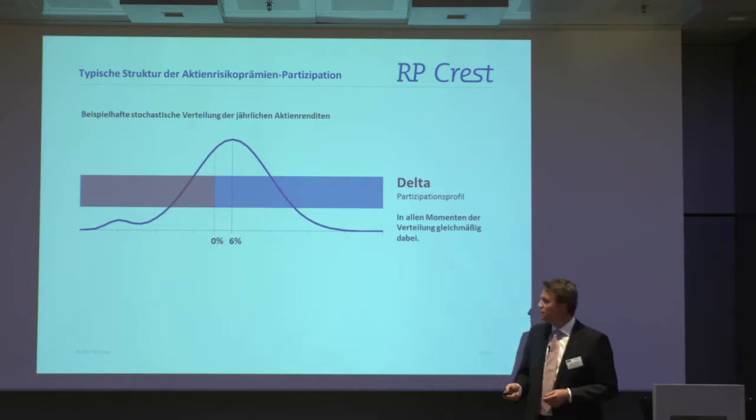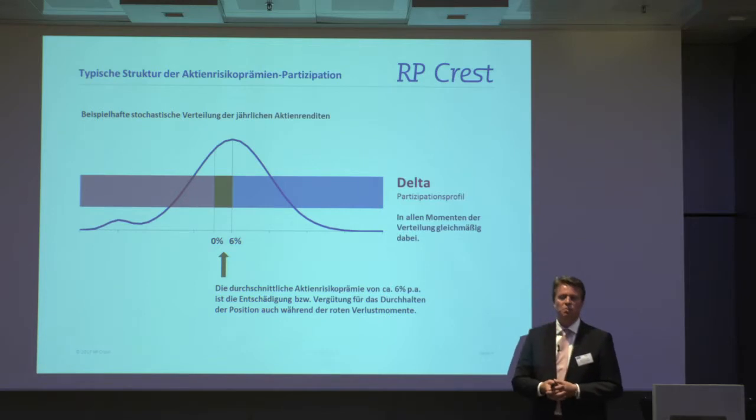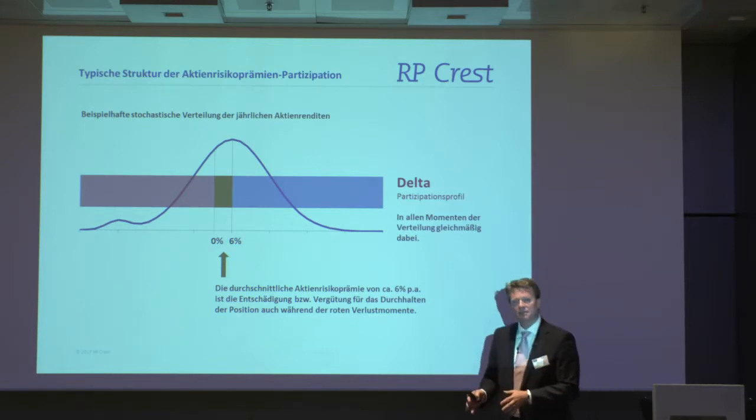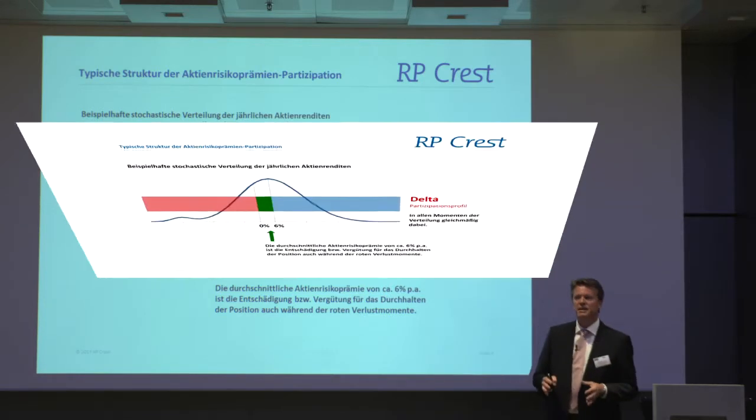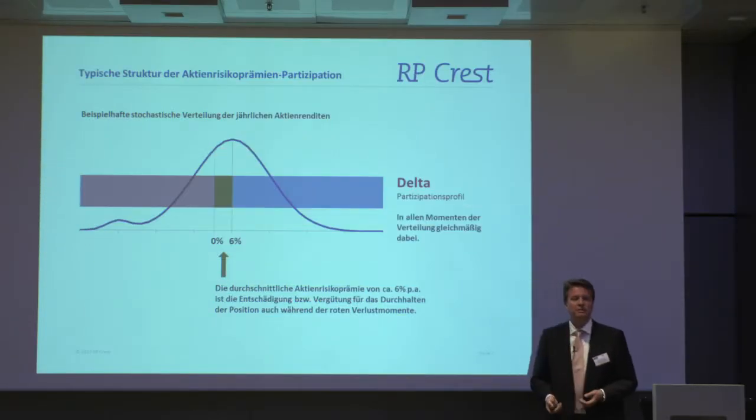But why is it that we have this average 6% equity risk premium? I reduce it to something very simple and mundane. It is the remuneration for our willingness to bear the equity exposure throughout the red phases, for us to sit out the shortfall moments. For that we demand a positive average return. This is our remuneration.